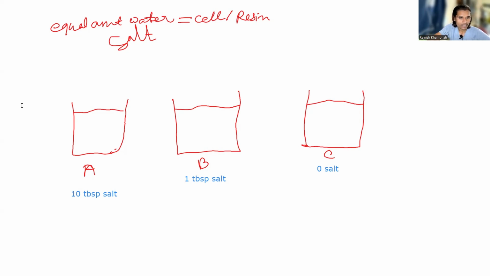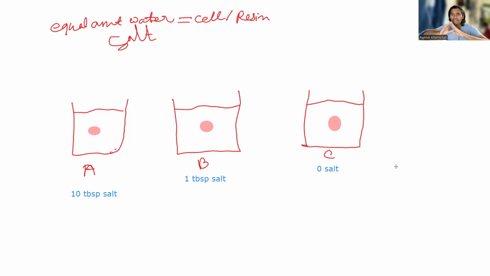So let me draw it. This is the grape. For example, this circle is a grape. I think the scenario is clear for you. How to understand osmosis? Very easy.